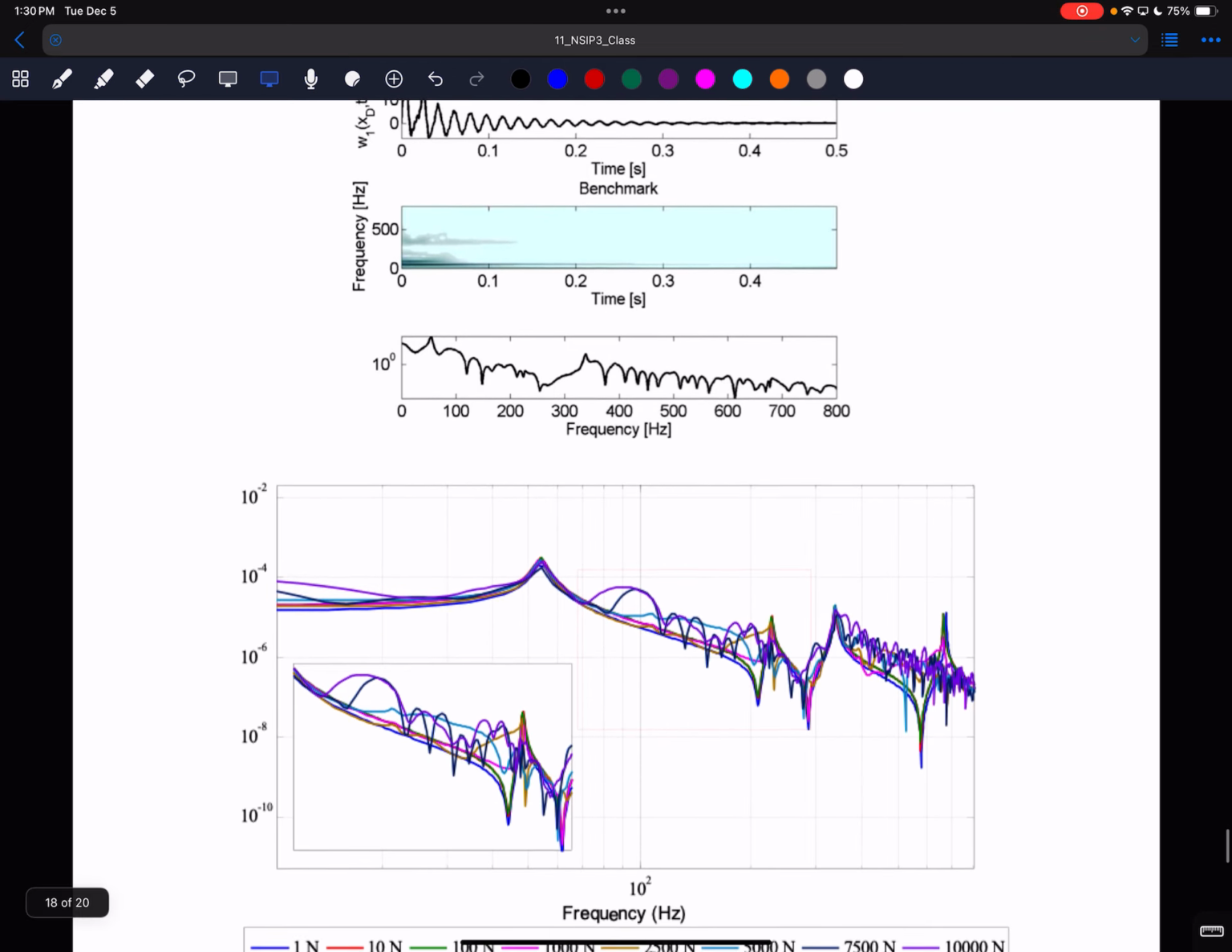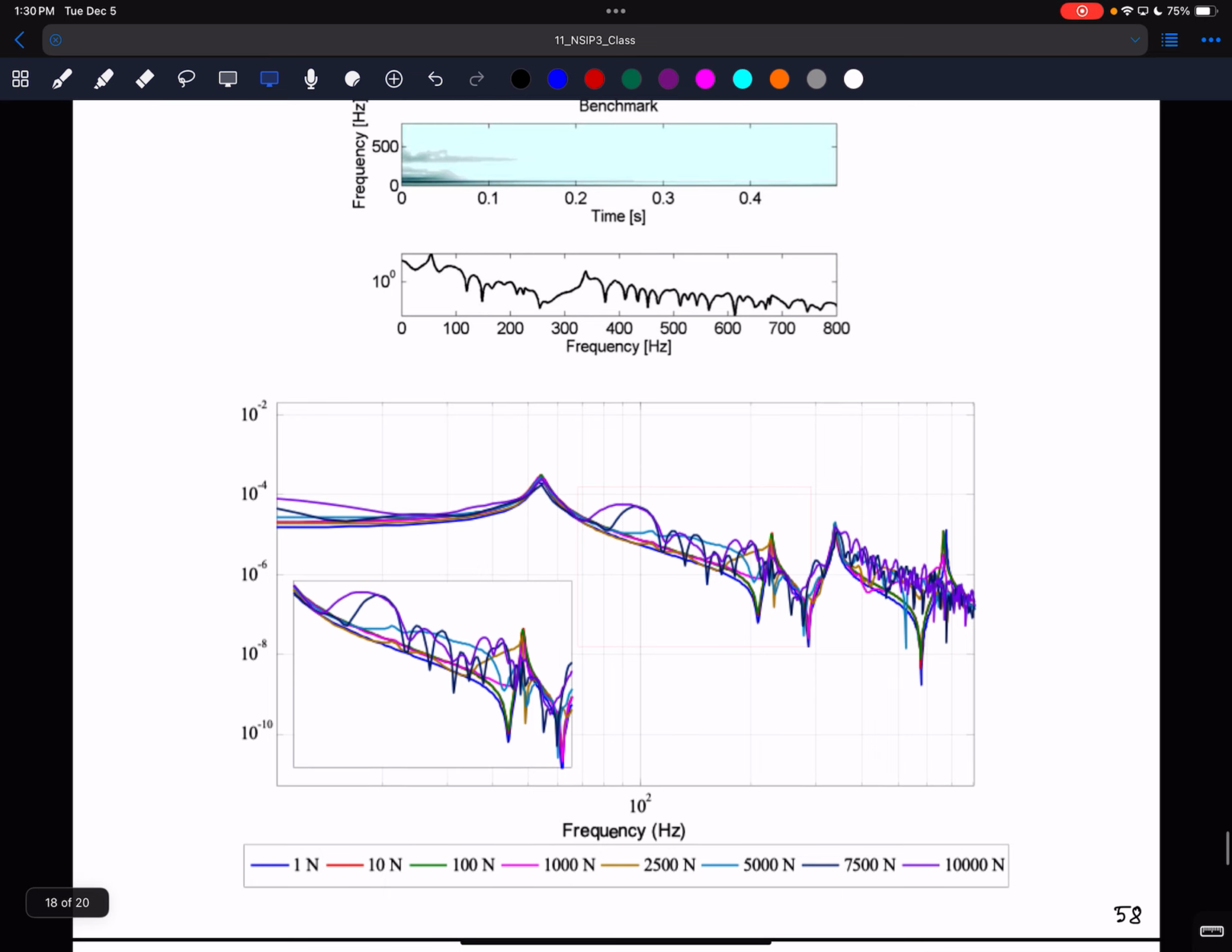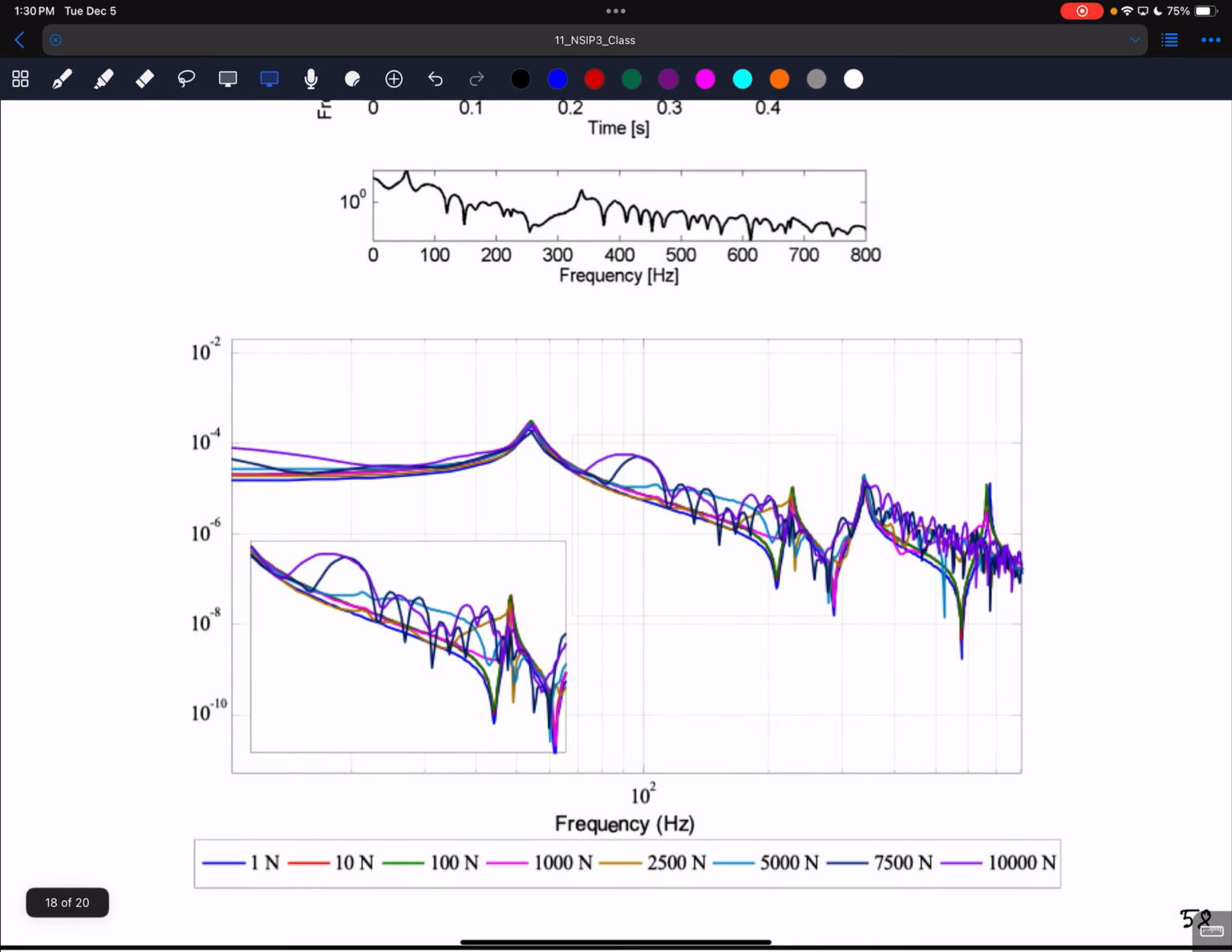Okay, so here is a comparison of the FFT for all of those different simulations, just showing how they vary and change. And the little box in the bottom left is just a zoomed in view around here, showing how this extra frequency content is introduced and how that second mode changes. And actually it seems to be decreasing in frequency, indicating some type of softening nonlinearity.